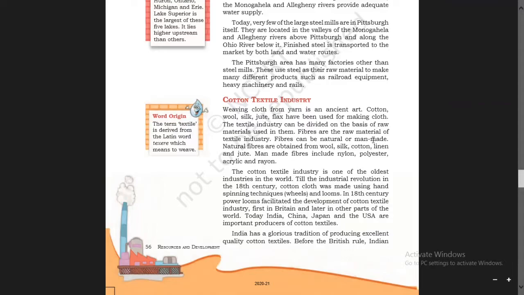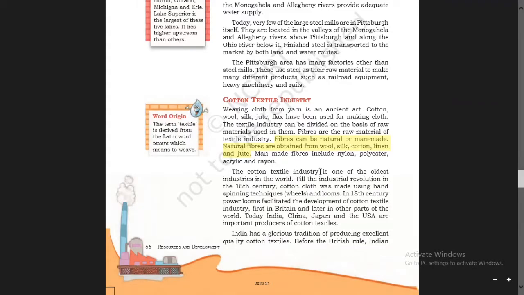Fibers can be natural or man-made. Natural fibers are obtained from wool, silk, cotton, linen, and jute. Boys, you mark this natural fiber. You have to know this: wool, silk, cotton, linen, and jute. And man-made fibers include nylon, polyester, acrylic, and rayon. They are made by men. That's why they are called man-made fibers. If I ask you to give two examples of man-made fibers, you have to write any two from here.